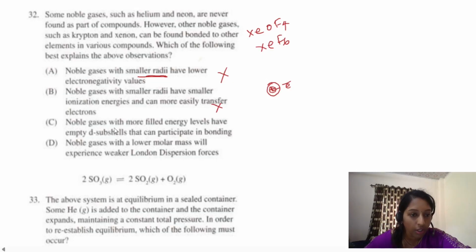Then the third one, noble gases with more filled energy levels have empty d shells that can participate in bonding. Okay, that is true, right? Then what about the next one? Noble gases with lower molar mass will experience weaker London dispersion forces. Lower molar mass means lower London dispersion. That is correct, but it is not the best explanation for this scenario, right? So definitely you can go with option C.